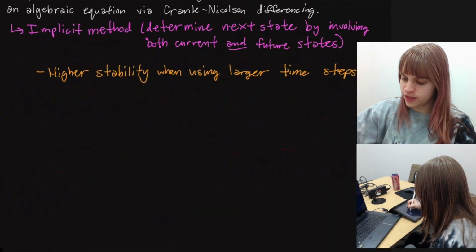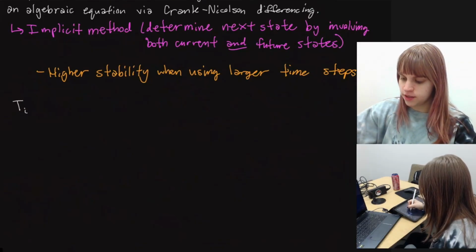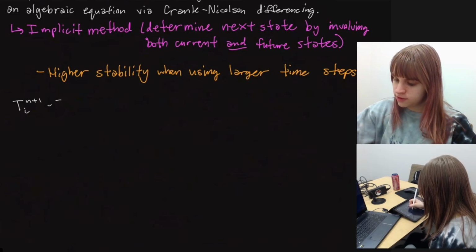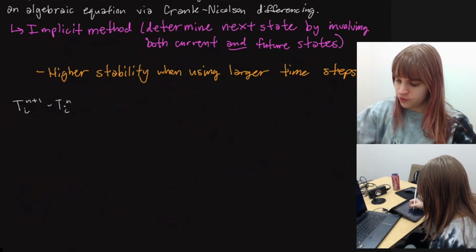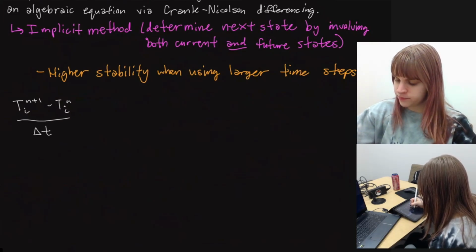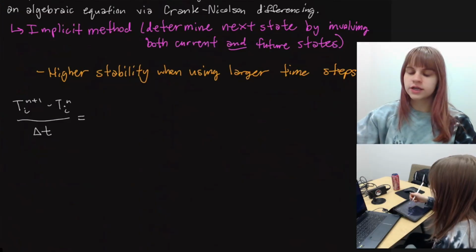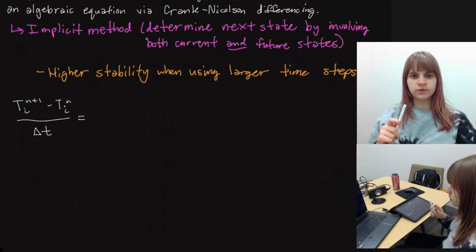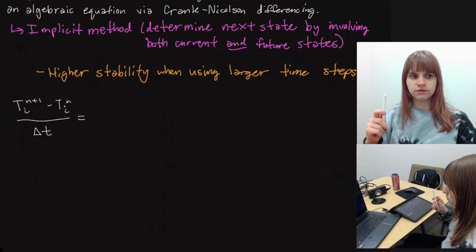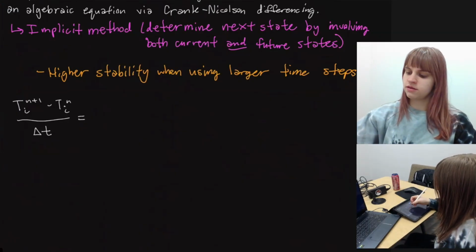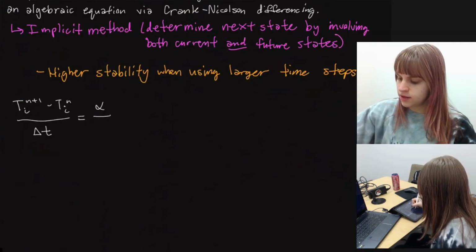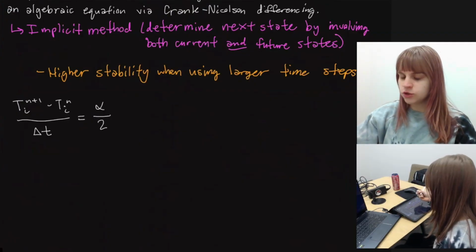So in a similar way, we're going to have T_i to the n plus 1 minus T_i to the n over the time step. This time we're looking at the current time step and the next time step when we're calculating the future time step, if that makes sense. So we have our thermal diffusivity like we had previously, and we're going to divide this by 2 because we're taking an average.